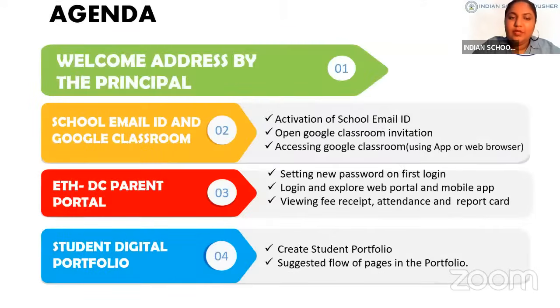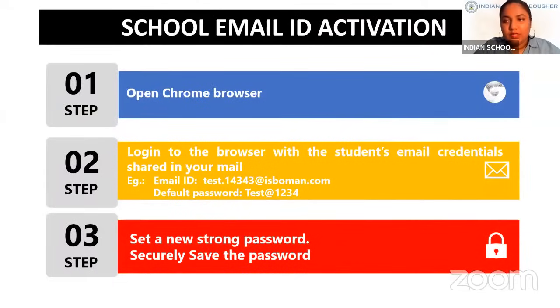Today, we will be looking into the school email ID activation, then Google Classroom, and then ETH, that is the DC Parent Portal. So to begin with, when you take an admission in the school, the first thing that you will receive is the credentials of the school email ID, as well as the credentials of the parent portal. To start with, first, you will be activating the school email ID, which is a Gmail ID itself, a Google ID itself, as our school is associated with Google.